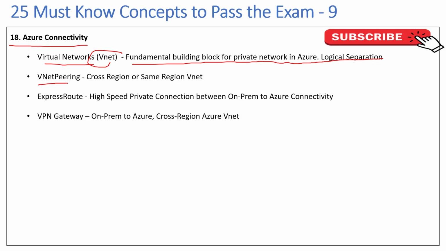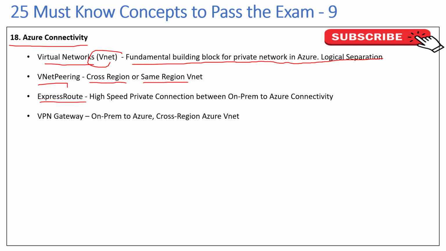So VNet peering: say you have two regions, one in US and one in India. If you need to connect those two virtual networks that you built, Azure India region and Azure US region, you can create VNet peering so that the services in those two regions can talk to each other. So it can be cross region or it can be same region. Or you can also have two VNets in the same region, and unless you do VNet peering, they will not be able to talk to each other.